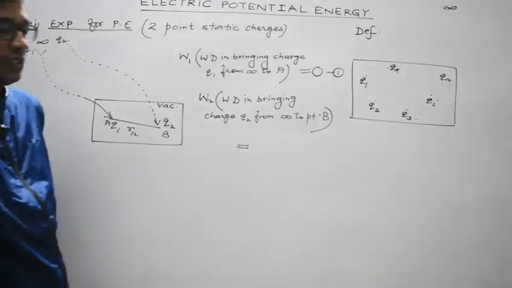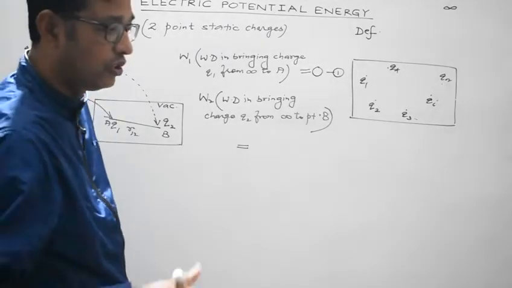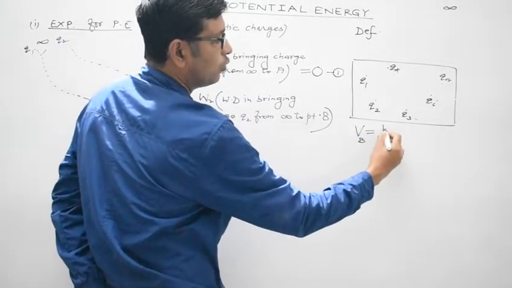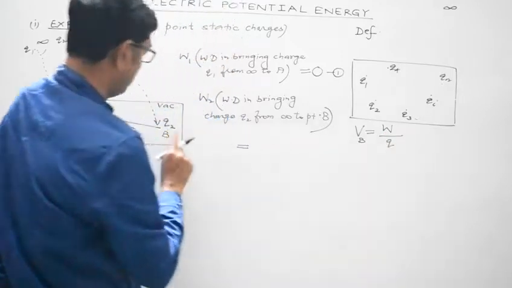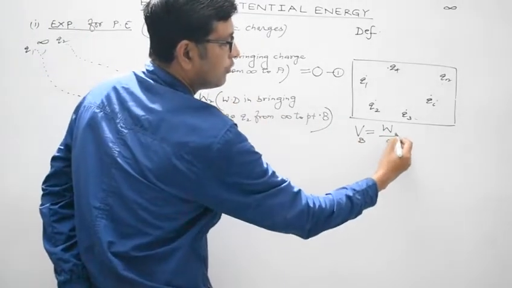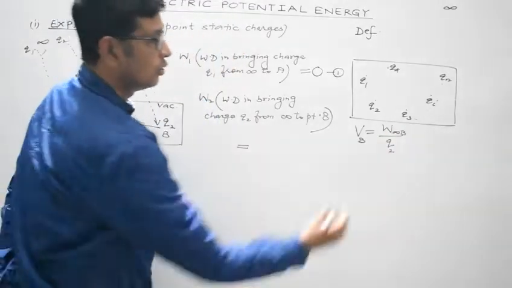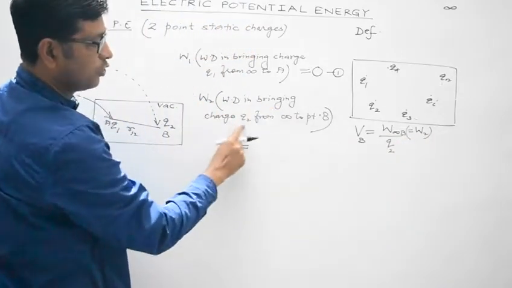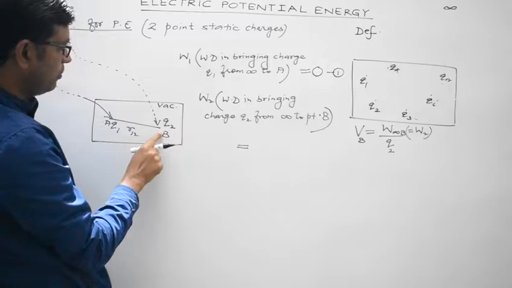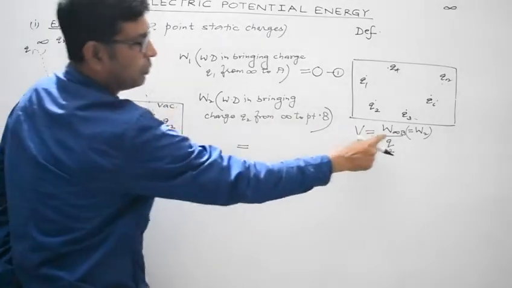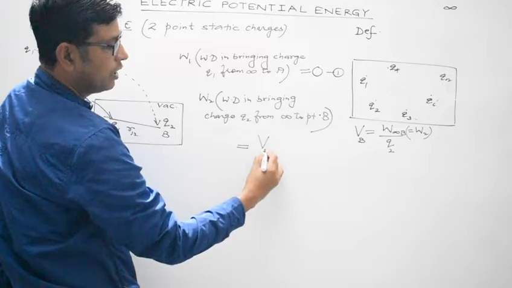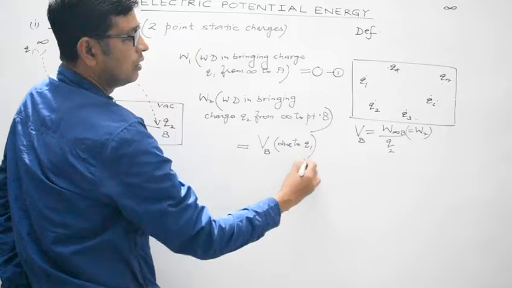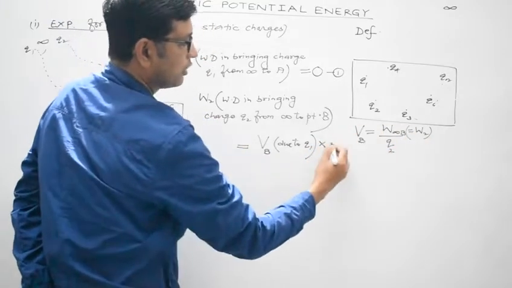The formula for the work done is potential multiplied by charge. Now you need to recall this formula. The potential at point B would be equal to work done per unit charge, the charge which is to be moved from infinity to that point. We are considering this to be W2. So work done in bringing charge Q2 from infinity to its respective position B under the influence of Q1 would be equal to the potential at point B due to charge Q1 multiplied by Q2.